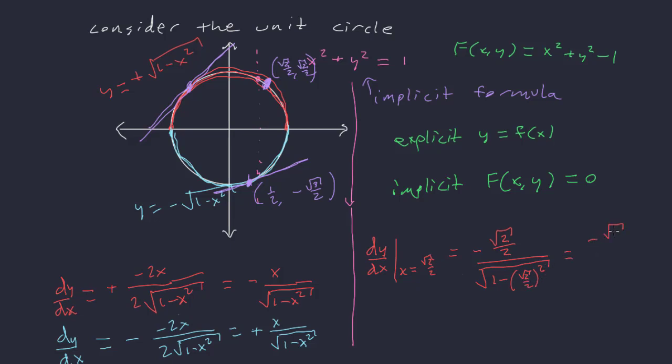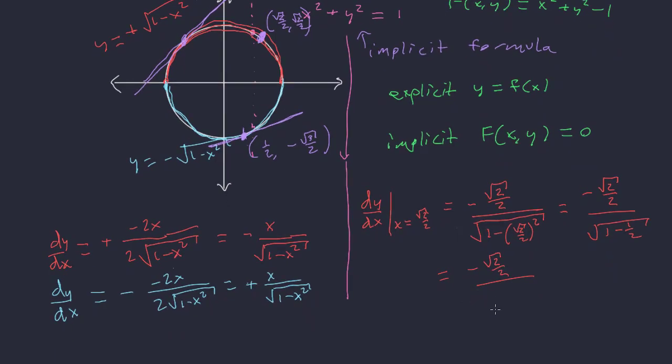Okay, so that's going to be negative root 2 over 2, all over, well, when we square root 2 over 2, it's going to be 2 over 4, which ends up being 1/2. So it ends up being 1 minus 1/2 underneath the square root. So it's actually negative root 2 over 2 all over the square root of 1/2, which we could rewrite as 1 over the square root of 2.